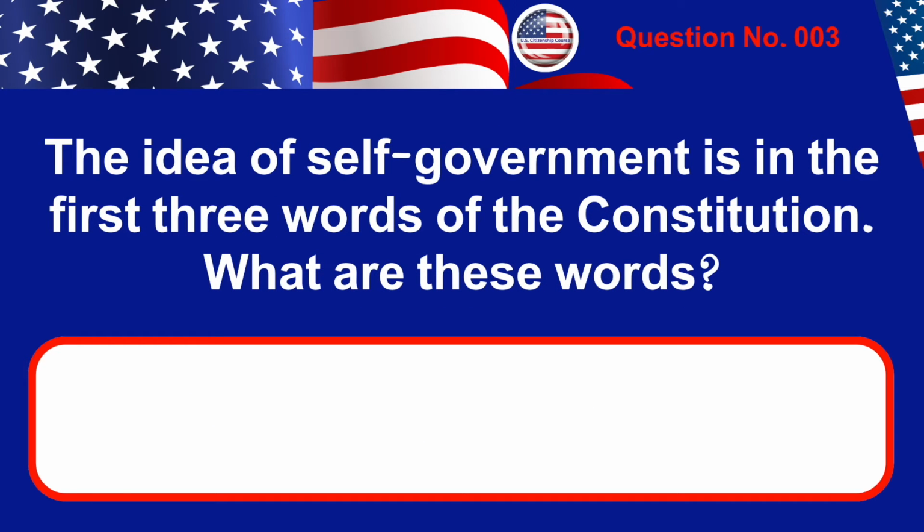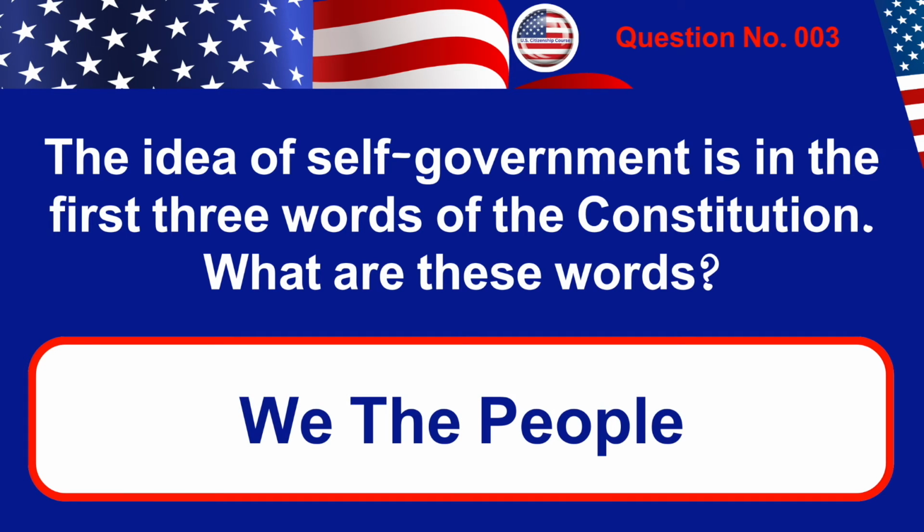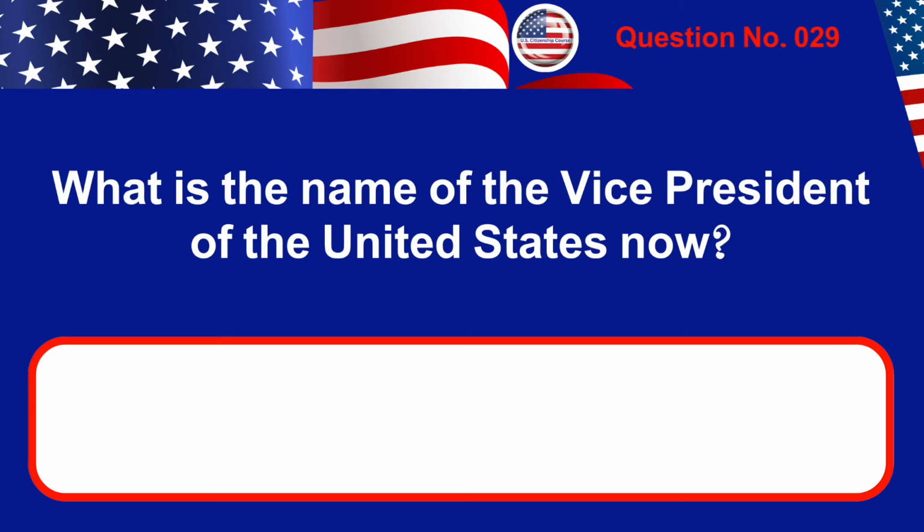The idea of self-government is in the first 3 words of the Constitution. What are these words? We the people. What is the name of the Vice President of the United States now? J.D. Vance.